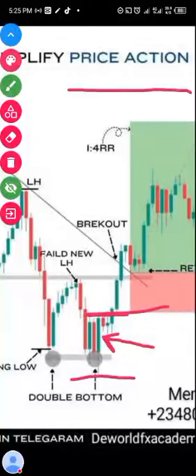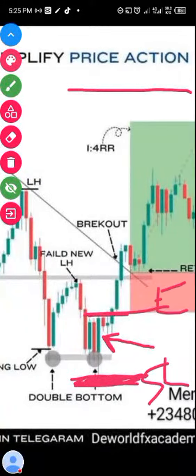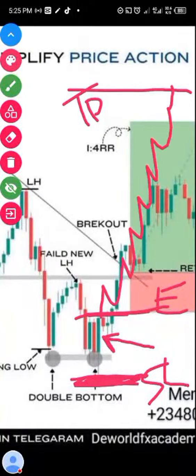So I can take that trade. My SL will be here. SL here. This is my entry. And here will be my TP. Okay? So once I take that, I expect the market to play out in my favor. It definitely did, but not for all traders.